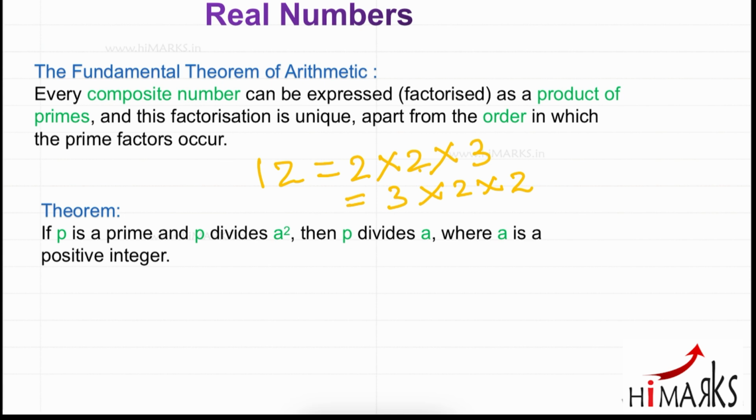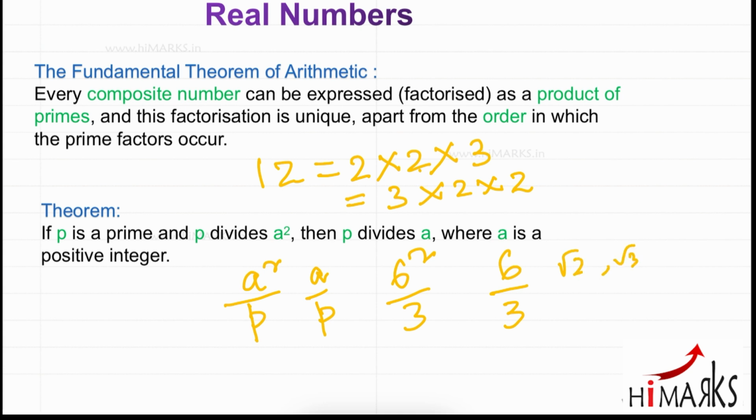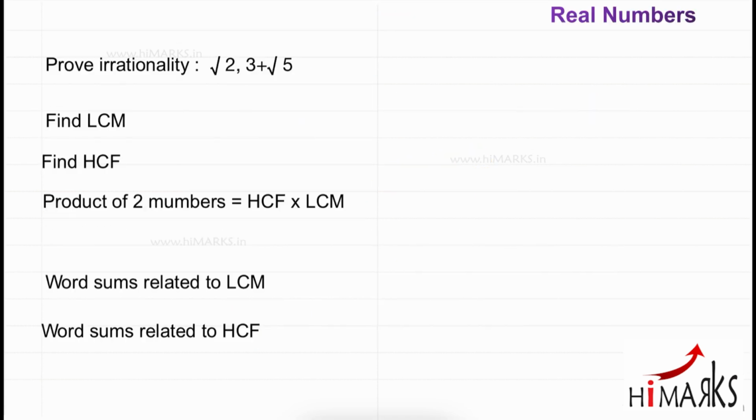The second theorem talks about if a square is divisible by p, then a is also divisible by p. See the example: if 6 square is divisible by 3, that means 6 is also divisible by 3. So this is the meaning of this theorem. This theorem will be very much used for proving that root 2, root 3, root 5 are irrational. During those proofs, this theorem is to be used.